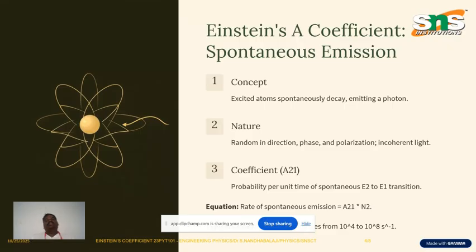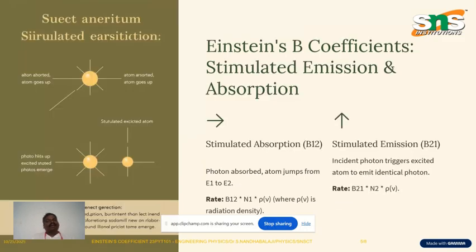Einstein's coefficient of spontaneous emission: excited atoms spontaneously decay, emitting a photon, random in direction, phase, and polarization, so not coherent light. The coefficient A21, from the second state to the first state, is the probability per unit time of spontaneous transition from the E2 state to the E1 state. The rate of spontaneous emission is calculated by the equation A21 times N2.